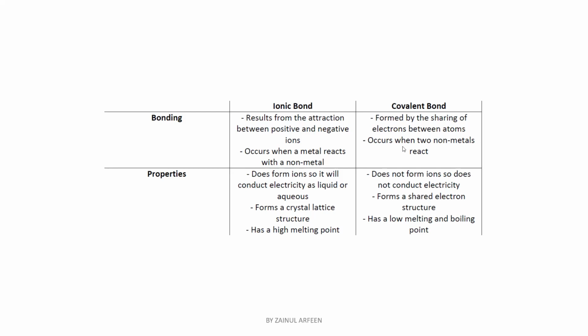Atoms are there, Abdullah, but they don't have ions. For conduction, there should be ions. Is it clear? The table, the comparison between them. So it is very important that you should learn the properties and the bonding of ionic and covalent.